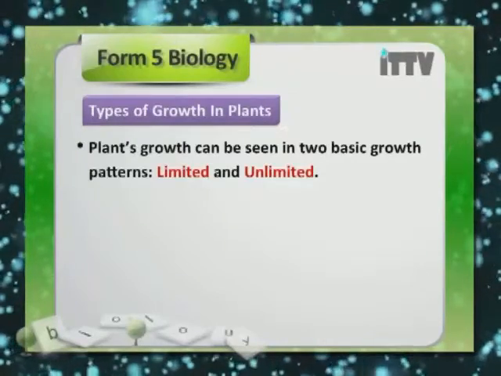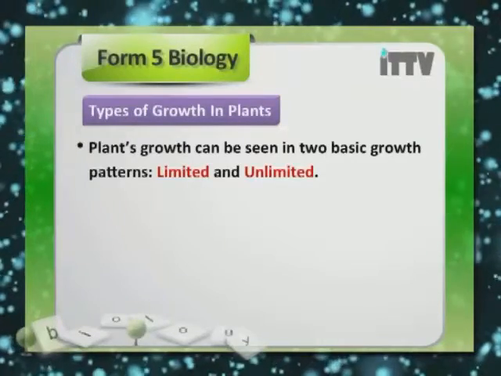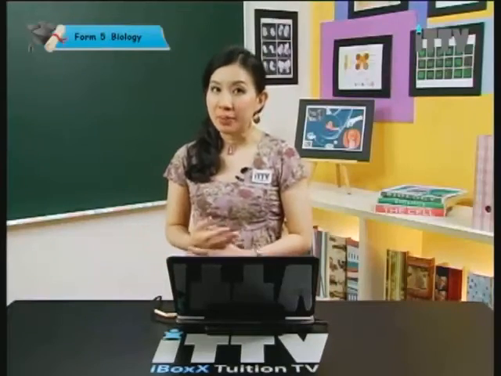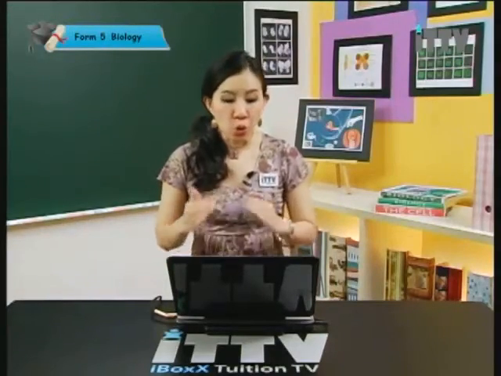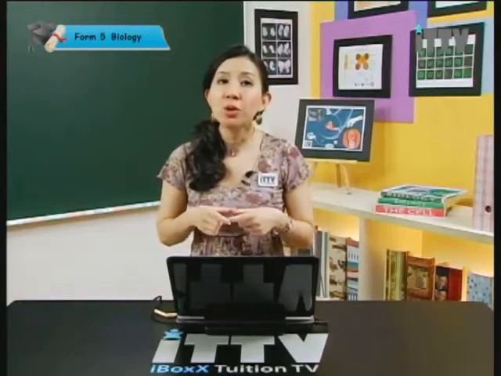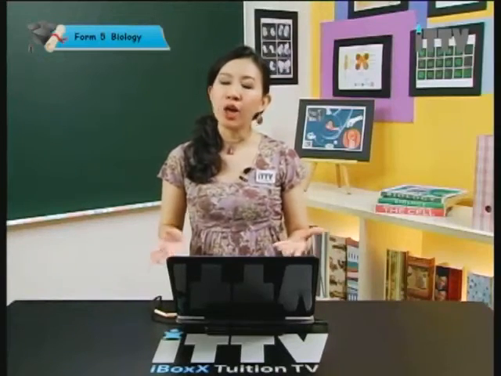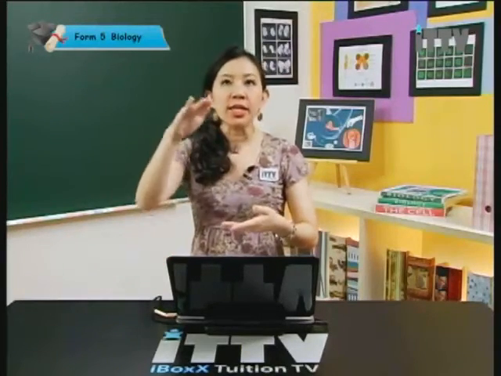Now, as you can see, there are two different types of growth patterns in plants. One is limited and the other unlimited. Limited growth is usually shown by plants which we call annual plants. That means they live only for 1 year. After 1 year, they die. So their growth curve is in an S shape.